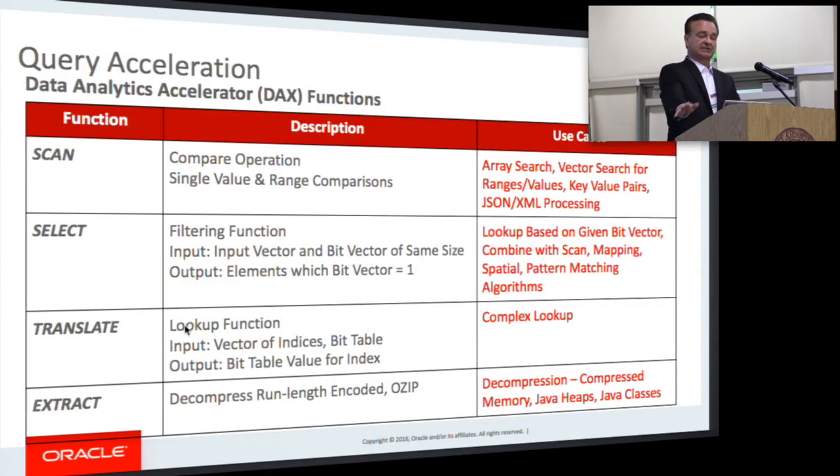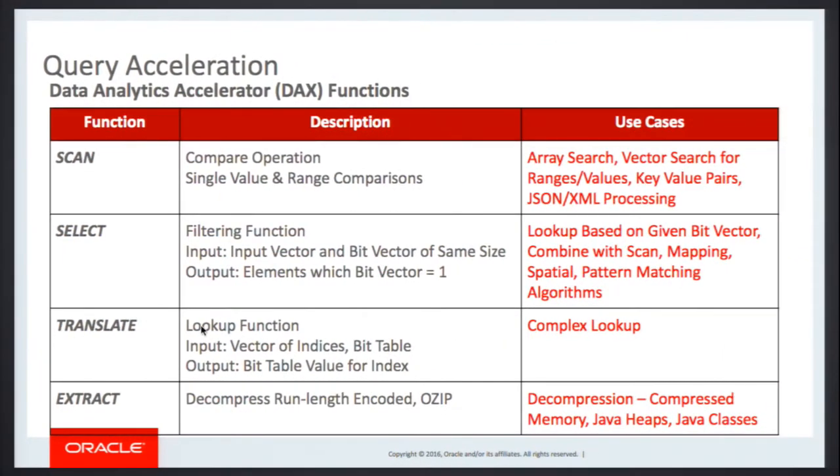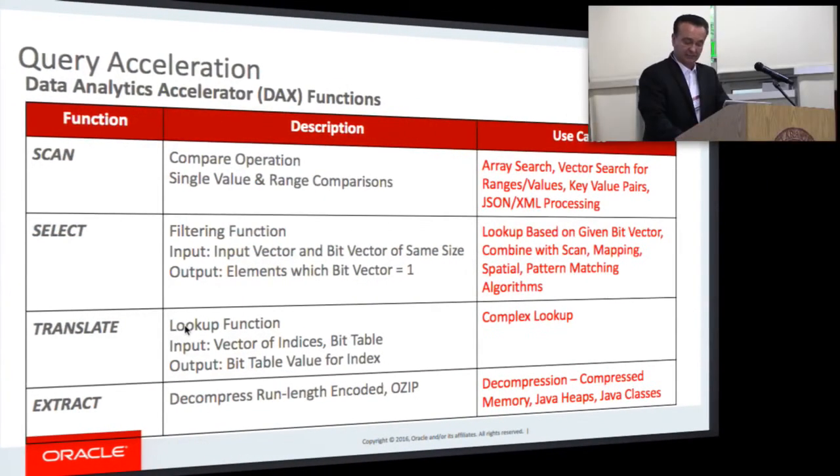The operations include scans here, selects, translations, and extracts. So we can do single value and range comparisons, each pipeline can. So it's good for searches on range and values, key value pairs, even things beyond SQL. It's also used, and you'll see here, in some XML and JSON processing. We can do selections, filtering functions. We can do lookups to do translations, and of course the accelerator also does extractions, which is a decompression operation.